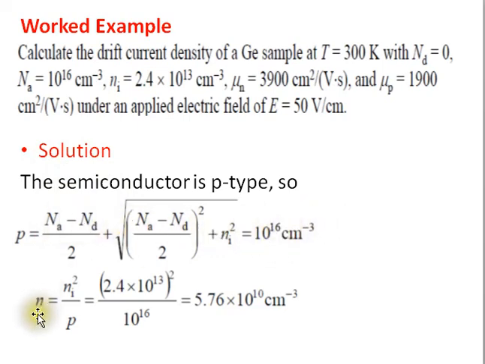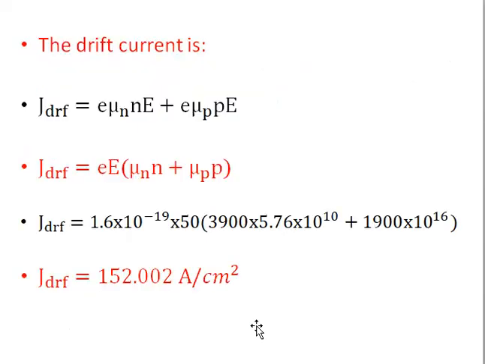Then if I want to find the concentration of the minority carriers, because this is p-type, electrons are the minority, so I will use the formula for intrinsic material to say N is equal to Ni squared all over P. Ni is given as 2.4 times 10 raised to the power 13, and my P is 10 raised to the power 16. Finally I got 5.76 times 10 raised to the power 10 per cm cube as the concentration of electrons, which are the minority charge carriers.